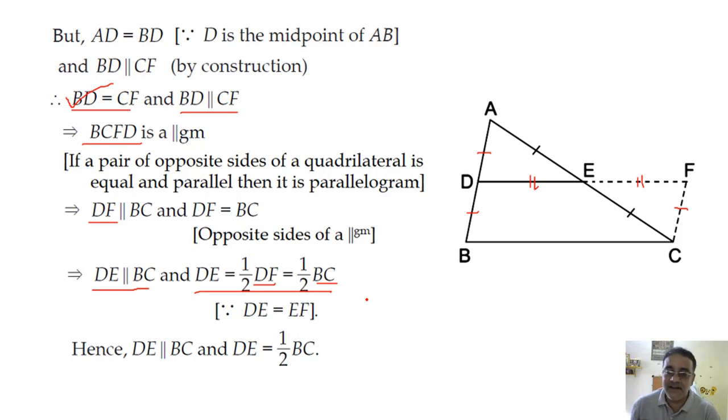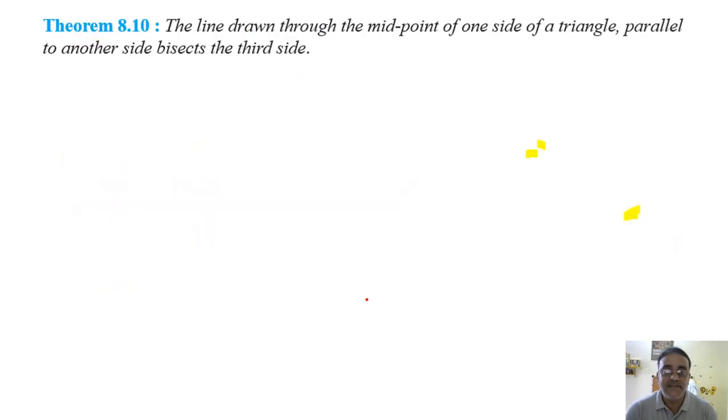This theorem is clear to all of you? Yes, sir. Okay. Now we are moving towards the last theorem of today's session, that is the converse of the midpoint theorem. The line drawn through the midpoint of one side of a triangle parallel to another side bisects the third side.